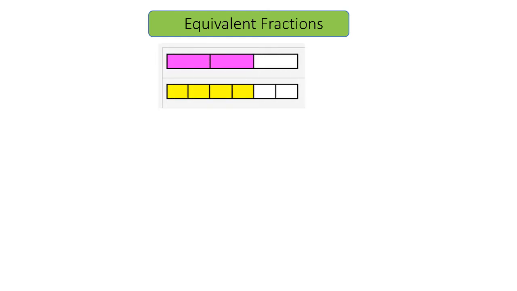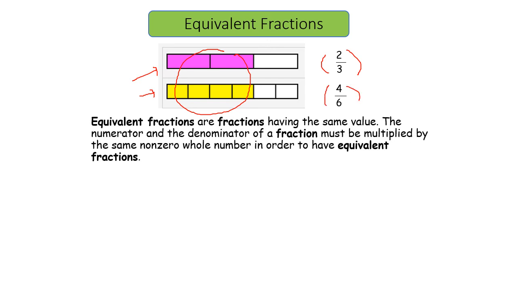For example, if you observe carefully, here I am taking 2 out of 3 total boxes, and here I am taking 4 out of a total of 6 boxes. But if you look at the diagram, you can visually see they are equal. So 2 over 3 and 4 over 6 are equivalent fractions. Equivalent fractions are fractions having the same value. You can divide the numerator and denominator by the same number, or you can multiply the numerator and denominator by the same number, right?